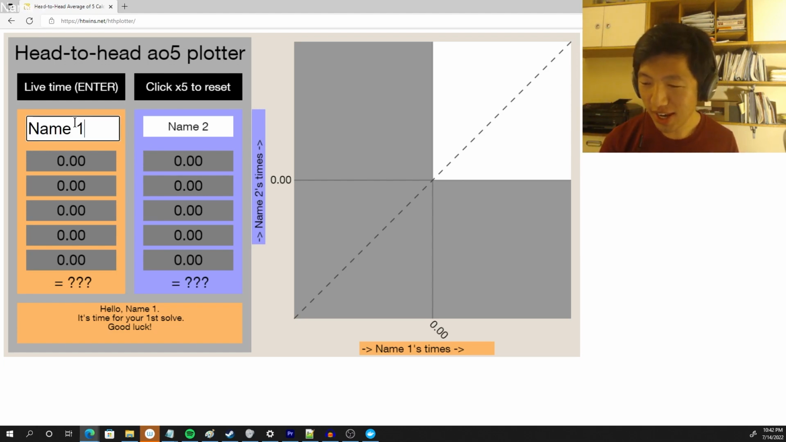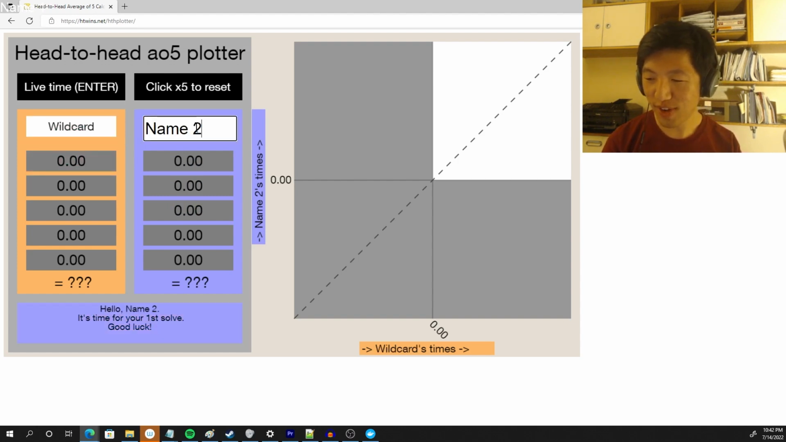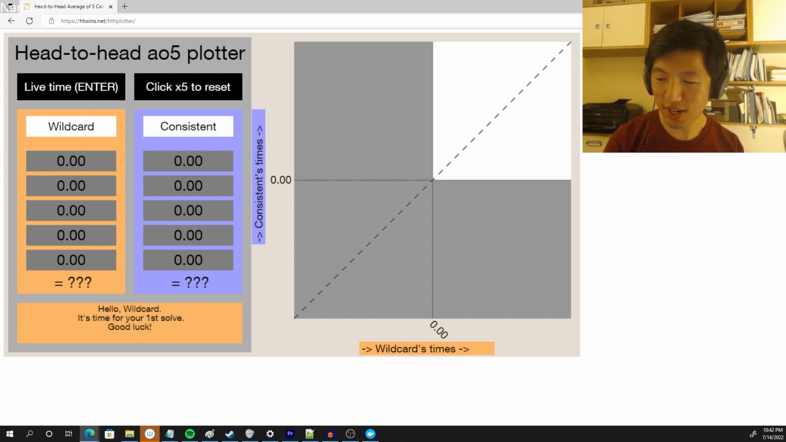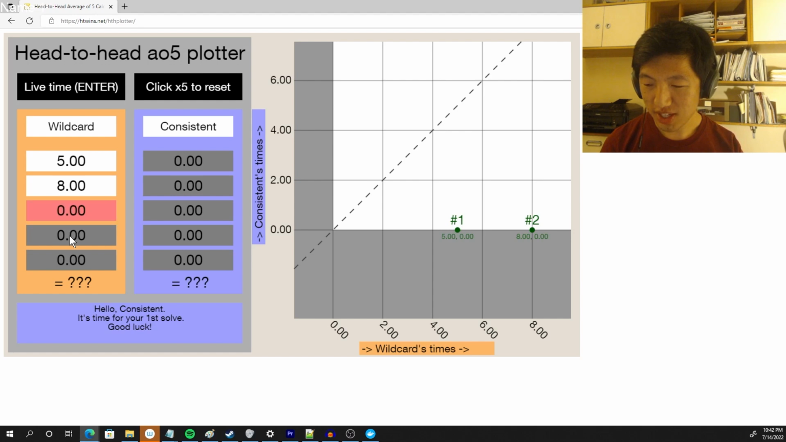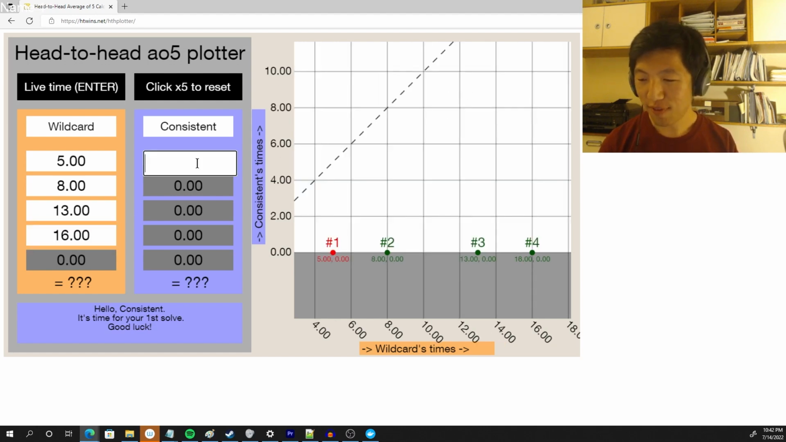So I'll call player A the wild card because they're the one who has to have a very wide spread between their slowest and fastest times. And then I'll call player B consistent because they need to have a very narrow range. For wild card, I'll say they get a 5, an 8, a 13, and a 16. And for consistent, they're going to get around 10 seconds every single time.